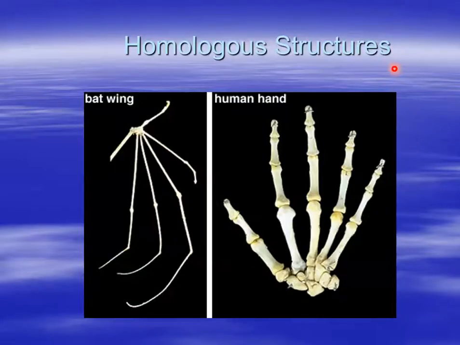There's just showing you, these are our fingers. They're called phalanges, these finger bones. And these are the bat phalanges, adapted for their wing structure.